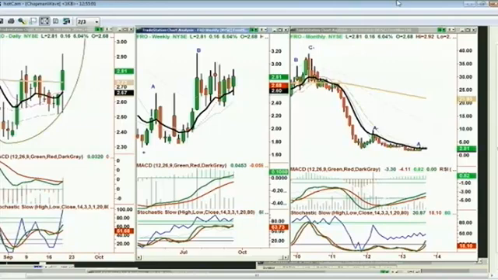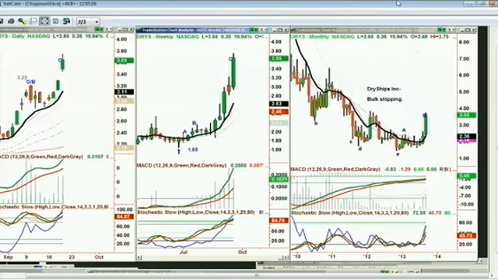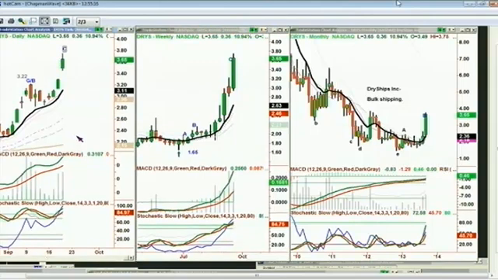So that's that. The other one I was asked about is DRYS, DryShips, trading at $3.64, hit $3.75. In my opening call, we are long this from about $2.95, 96 cents. So this is a very nice move, fabulous percentage gain, 24%, something like that. Of course, you never know with these things.